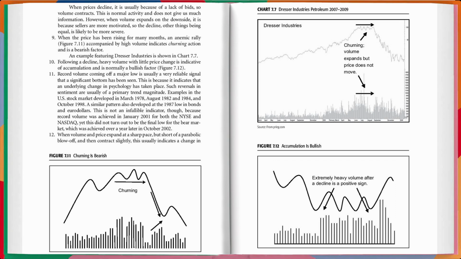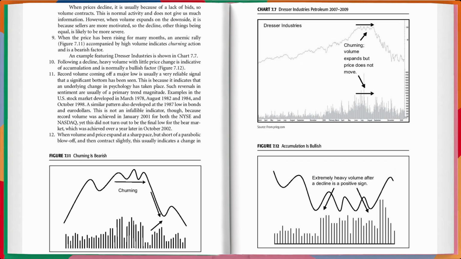9. When the price has been rising for many months, an anemic rally, Figure 7.11, accompanied by high volume indicates churning action and is a bearish factor. An example featuring Dresser Industries is shown in Chart 7.7. 10. Following a decline, heavy volume with little price change is indicative of accumulation and is normally a bullish factor.